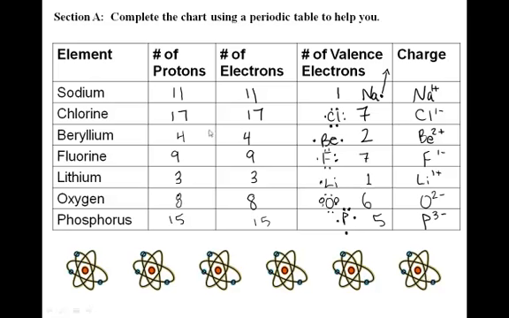So that part of the table is easy to fill out. But now let's talk about how these could go together. If sodium needs to lose 1 electron and chlorine needs to gain 1 electron, we could put them together. Well, that's what we're going to do next.